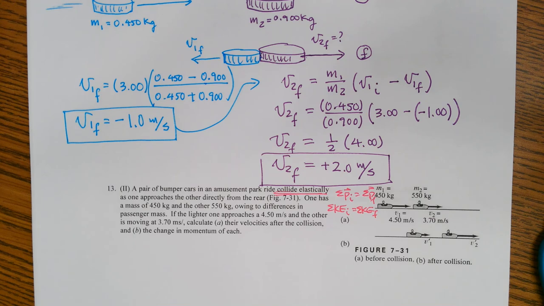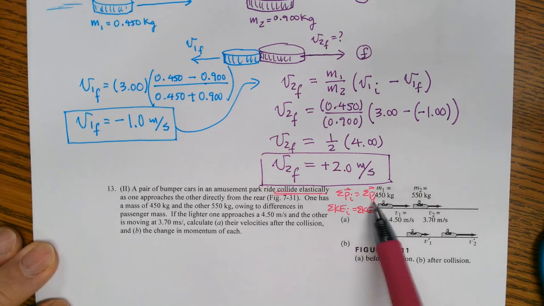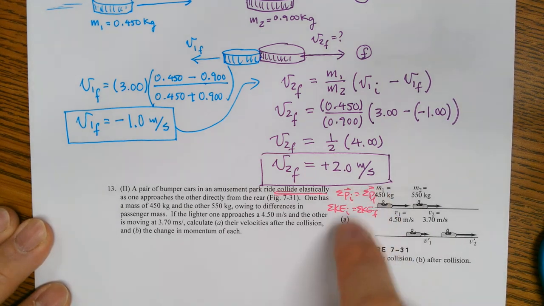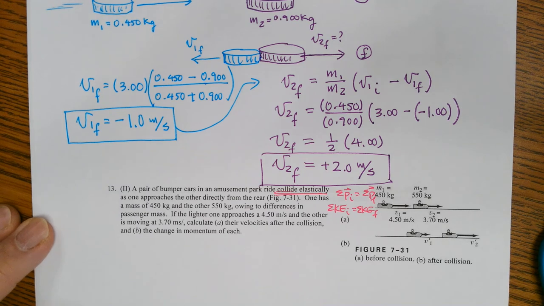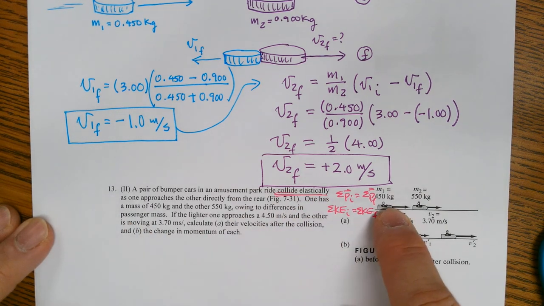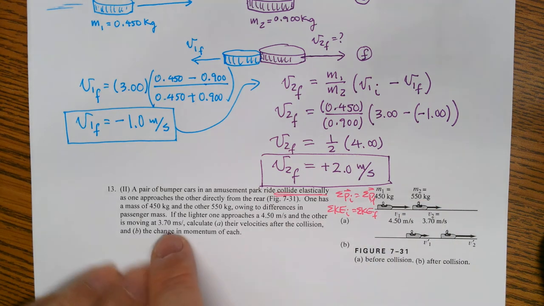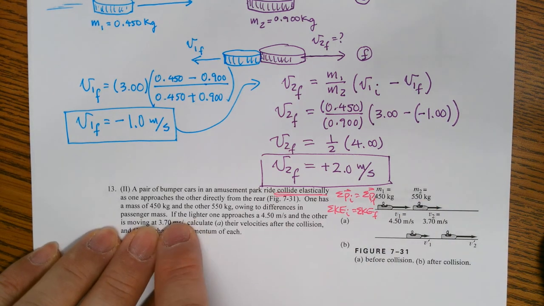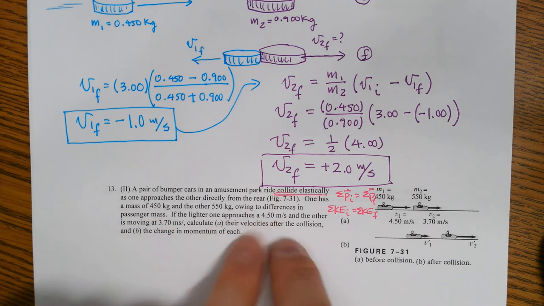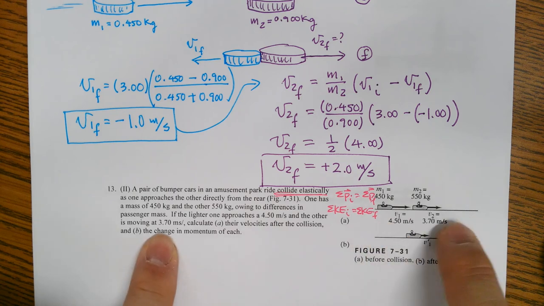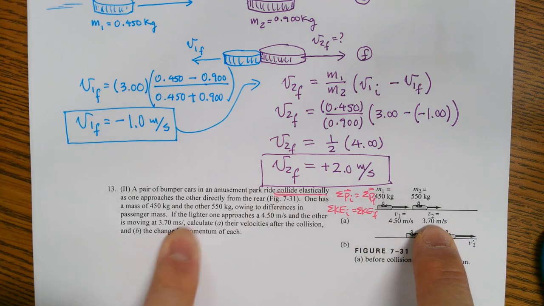All right. So first thing is first. Let's do this and set it up, because eventually we're going to have to do both. So one has a mass of 450 kilograms and the other has 550 kilograms, owing to the difference in passengers' mass. If the lighter one approaches at 4.5 meters per second and the other is moving at 3.7 meters per second, and they collide, right?